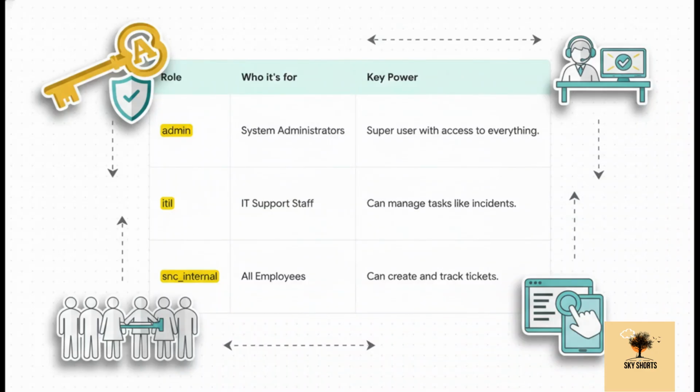Now you can create all sorts of custom roles, but you've got to know the big three that come out of the box. First, you've got admin. That's the master key, the God mode. It can do everything. Then there's itil. This is for your IT support folks, the people working on incidents and requests.